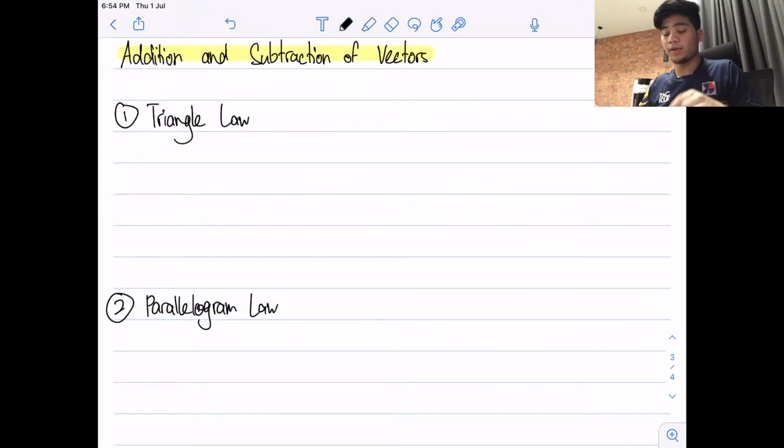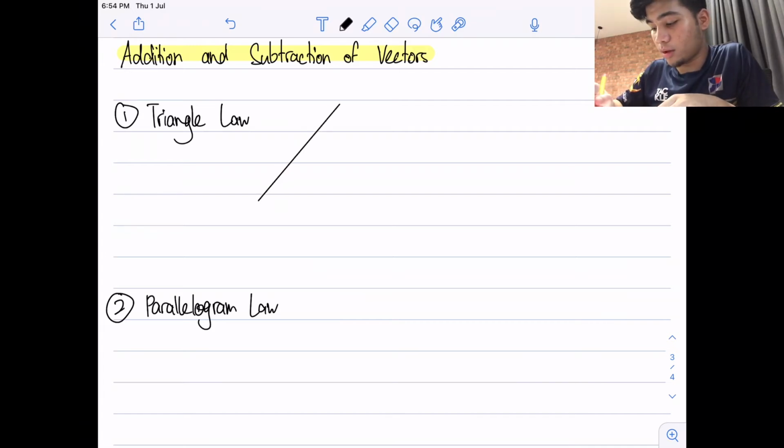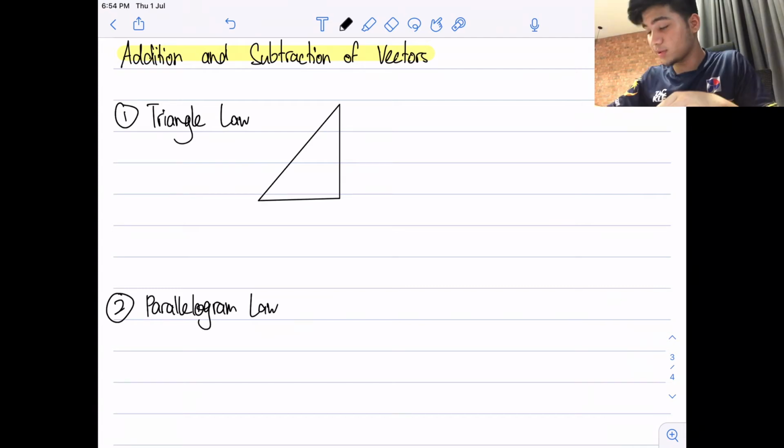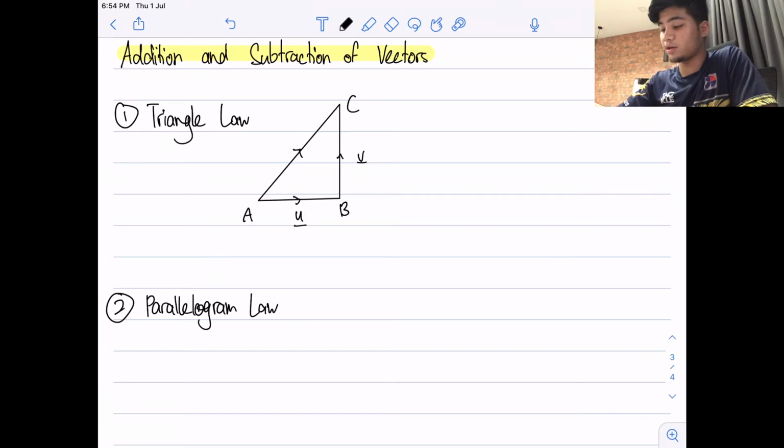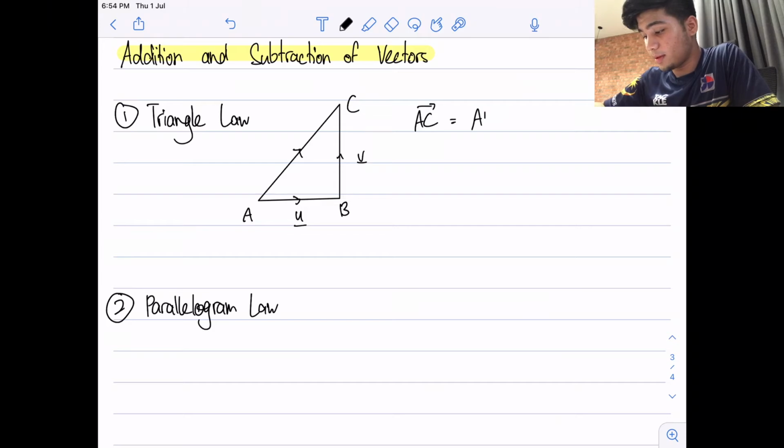Alright, so now we're going to be looking into addition and subtraction of vectors. First one, triangle law. The way I'm going to show you how this law works is by drawing a triangle. Let's say A, B, and C. It's given that vector AB is U and vector BC is V. So what is vector AC? The triangle law is that vector AC is equal to vector AB plus vector BC.